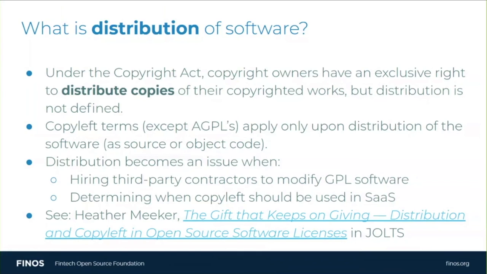So where this question of distribution comes from is, again, the Copyright Act. Under the Copyright Act, the owner of a copyright has an exclusive right to distribute copies of their copyrighted works. But distribution itself is not defined. And as I said, the terms of copyleft licenses, with the exclusion of the AGPL, only apply if you're distributing the software, whether it's source or object code. So distribution becomes an issue if you're hiring third-party contractors to modify GPL software, or, as Simon pointed out, shipping GPL software between organizations within the same corporate umbrella structure, or if you're determining when copyleft should be incorporated into a SaaS product.